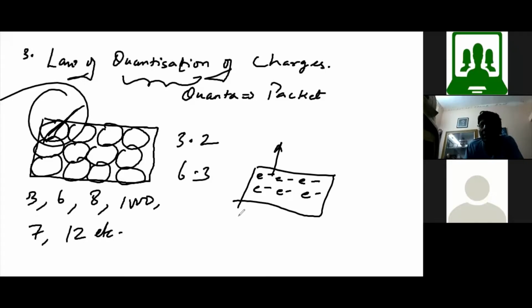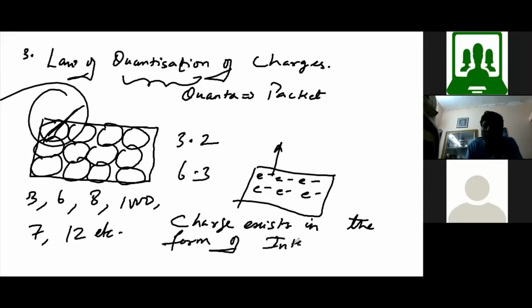Okay, so you had to pick the complete charge in the form of a packet. What does the law of quantization of charge say? It says that charge exists in the form of integral values. Integral values. You know what integers are? Integers are plus minus 0, plus minus 1. 0 is considered to be an integer, but it is like plus minus 2, plus minus 3, and so on.